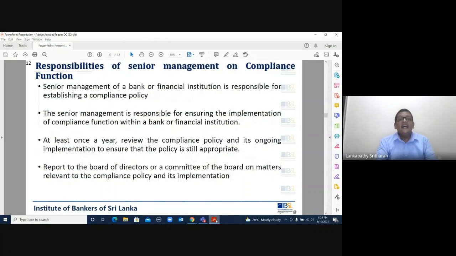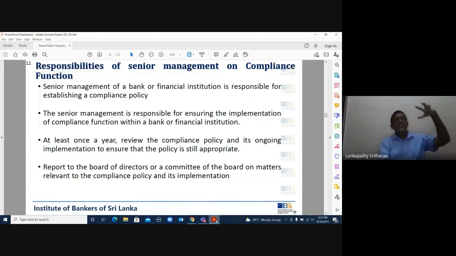Okay, then there are some responsibilities for senior management related to the compliance functions. The first one is that senior management of the bank or finance institution is responsible for establishing a compliance policy. Even though the compliance policy is approved by the board of directors, the senior management, or the compliance department, is responsible for establishing it. Normally in the bank, the chief compliance department will formulate the policy, and then they will submit it to the board of directors for their approval. So the board approves the policy, but the formulation happens by the senior management or the centralized compliance department. That is one of the responsibilities of senior management.